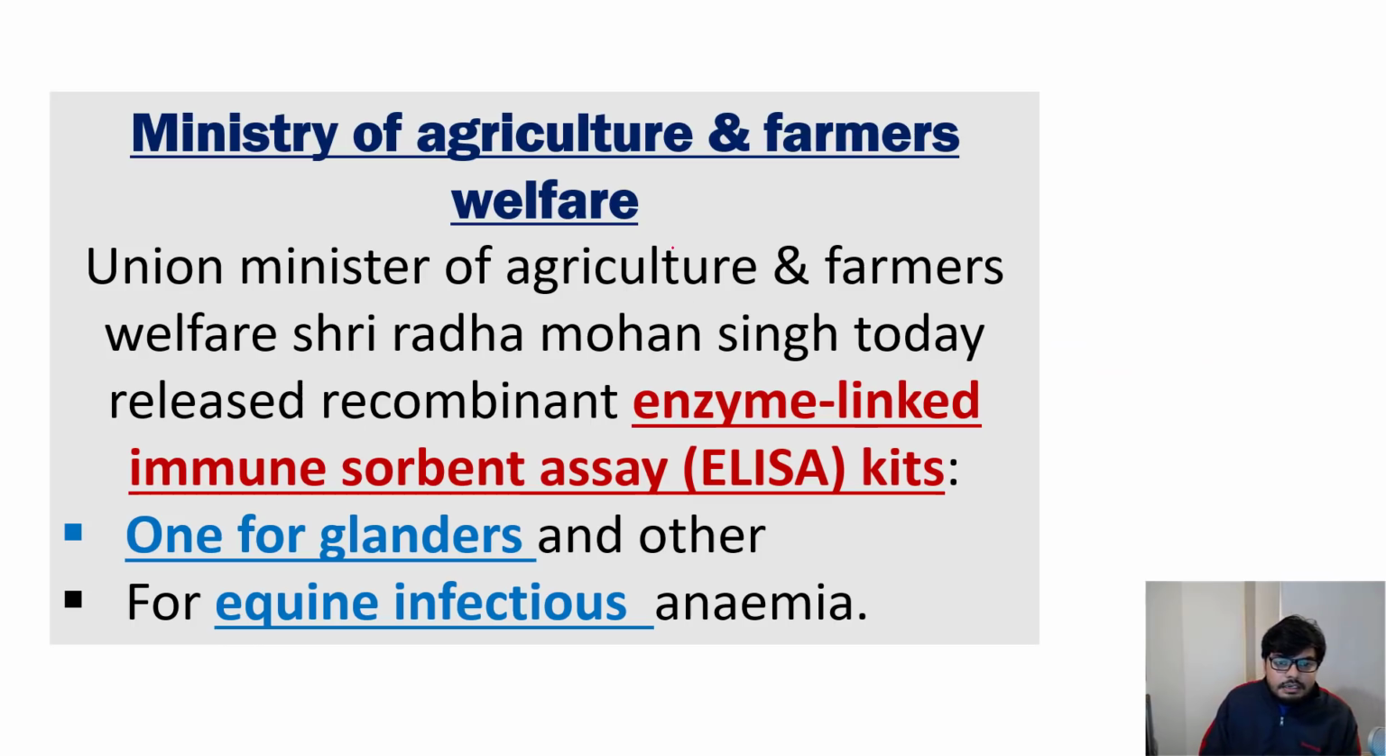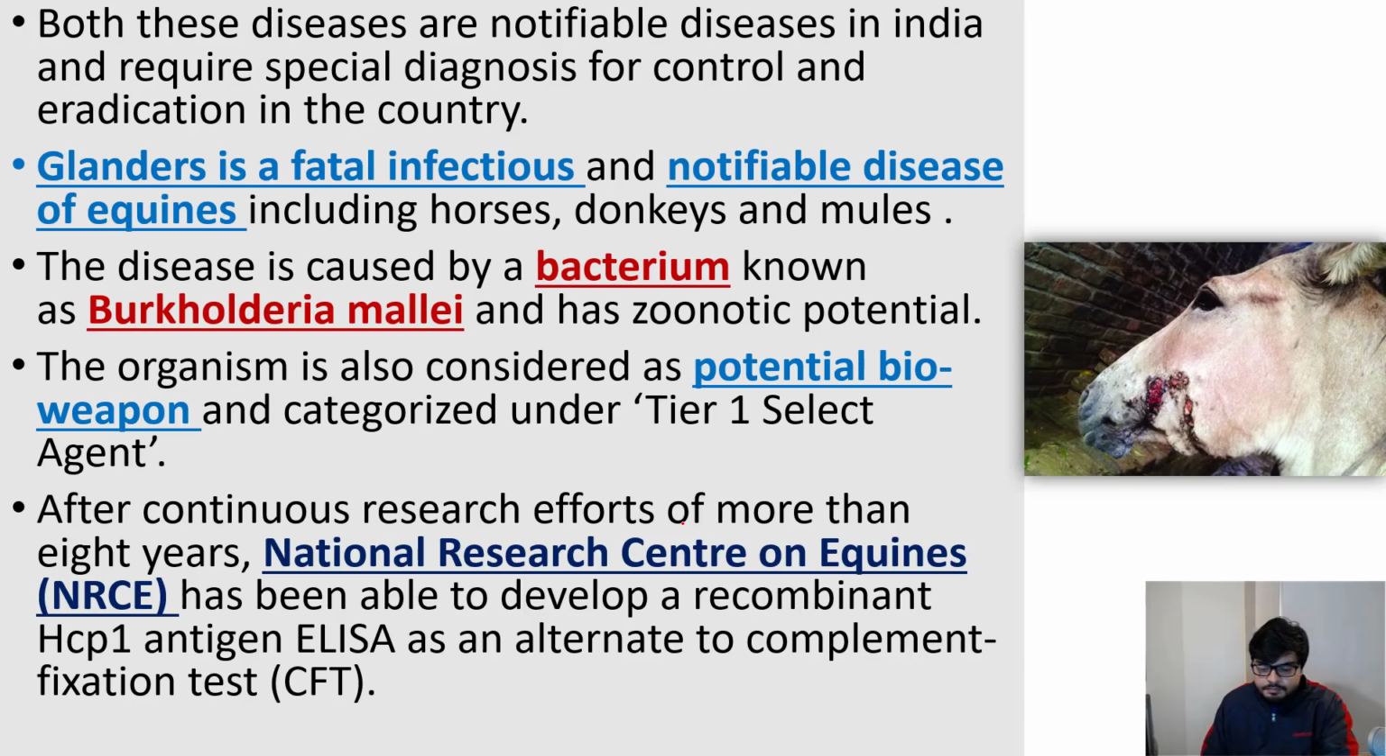Next data is regarding livestock, because livestock is an important part of agriculture. So the Ministry of Agriculture and Farmers Welfare takes care of these issues. Now there is a problem in the equines, meaning the horse group: horses, mules, donkeys and all. Their group is a specific group, so some diseases are specific to this particular group. You see there is a disease called glanders. You see in this picture, this is glanders. This is caused by a bacteria called Burkholderia mallei.